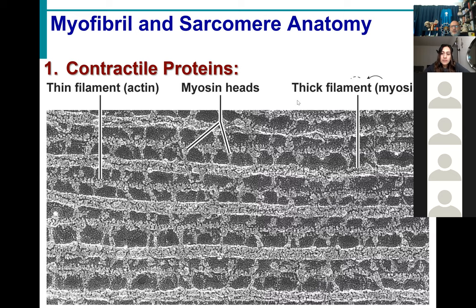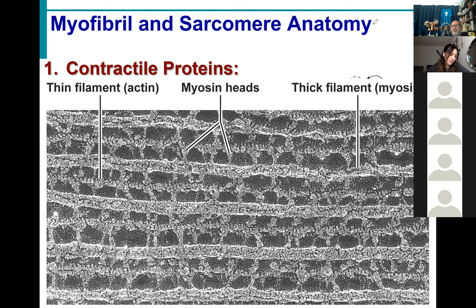One of the things that I love that your book has done a really nice job of is giving us these views from an electron microscope. When we look in a light microscope, we can't even see most of the organelles. We can see the nucleus, but we can't see the Golgi apparatus or the rough endoplasmic reticulum or anything along those lines. But when we use an electron microscope, we can actually see the individual proteins. And that's what you're seeing here.